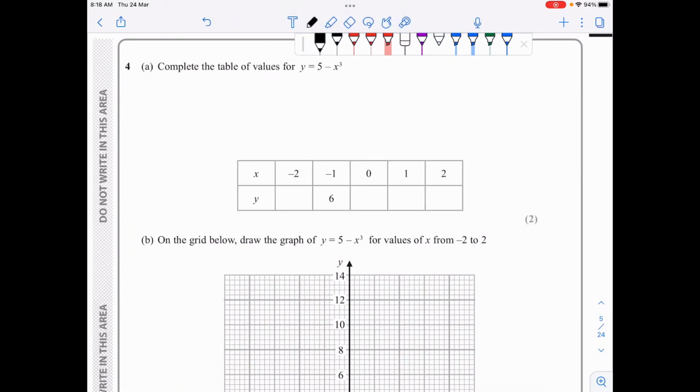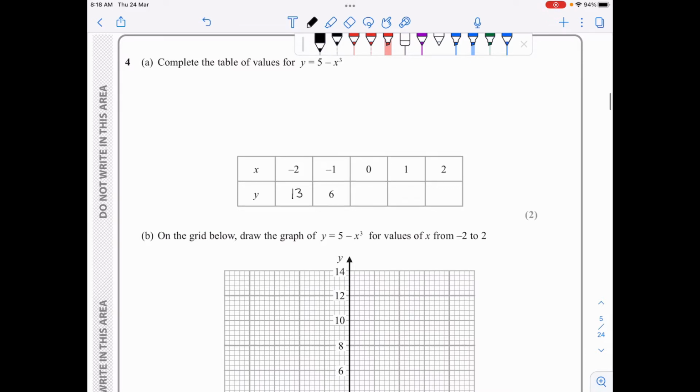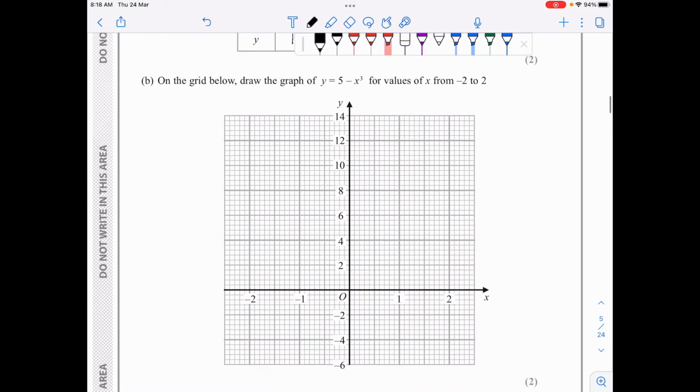In number 4, we need to complete the table of values for y equals 5 minus x cubed. So we can just put this on the calculator. We get the values of 13, 5, 4, and minus 3. And we need to plot the points and join them with a smooth curve.